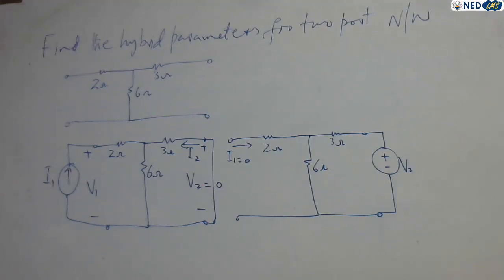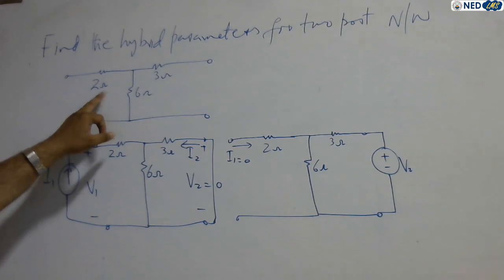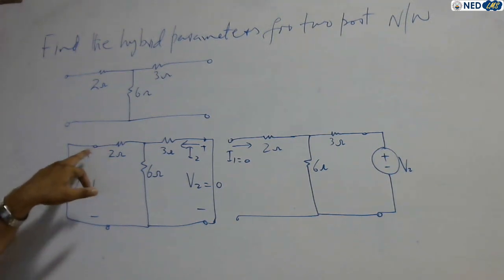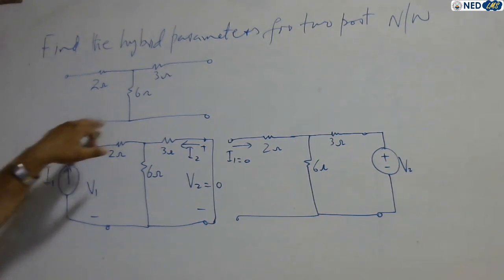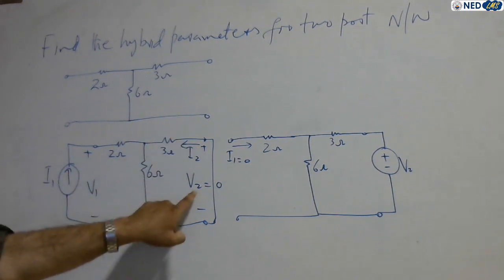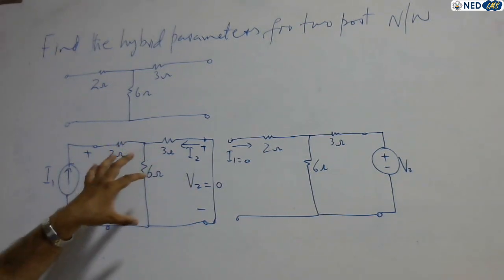And let's do a problem, an example. Find the hybrid parameters for the two-port network. The two-port network is given to us, with 2 ohms, 6 ohms, and 3 ohms. We need to connect a test current source I1 on the input terminals, with voltage drop V1 across it. By short circuiting the secondary side, that is the output terminals, voltage remains 0 at the output terminals, and we calculate the quantities.